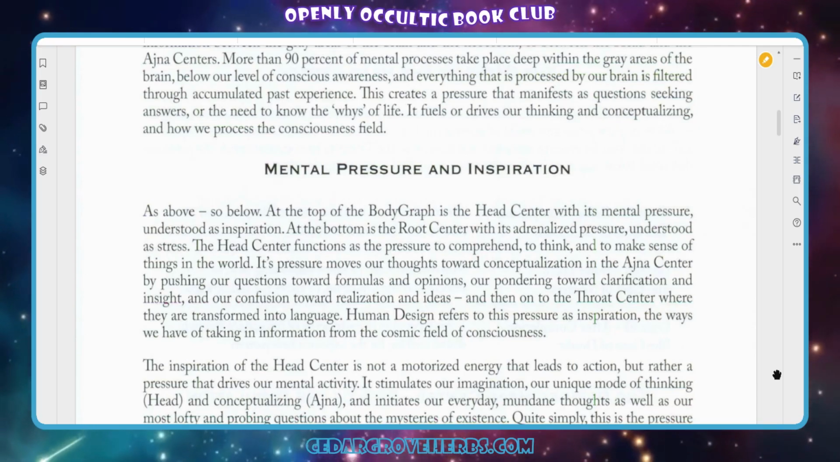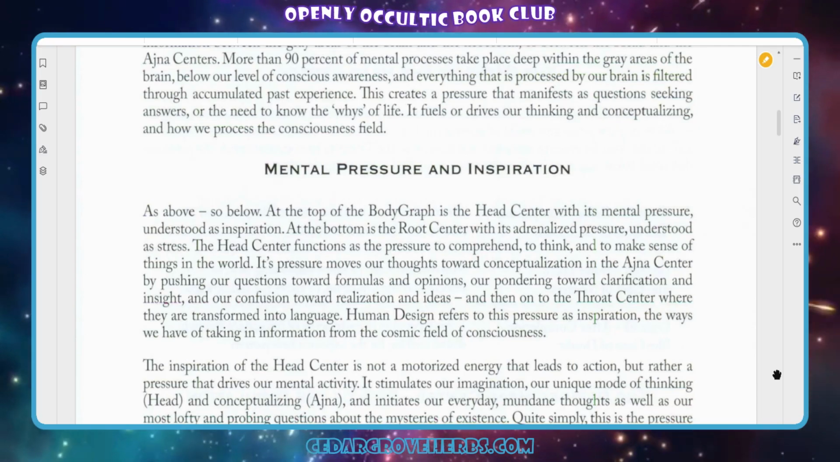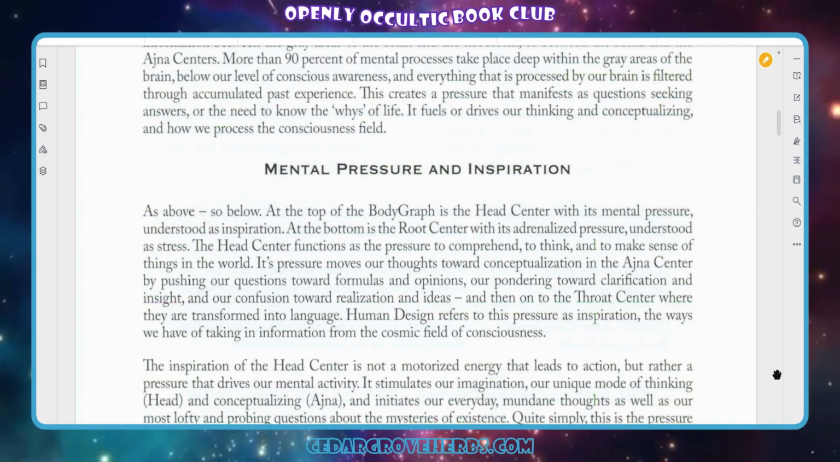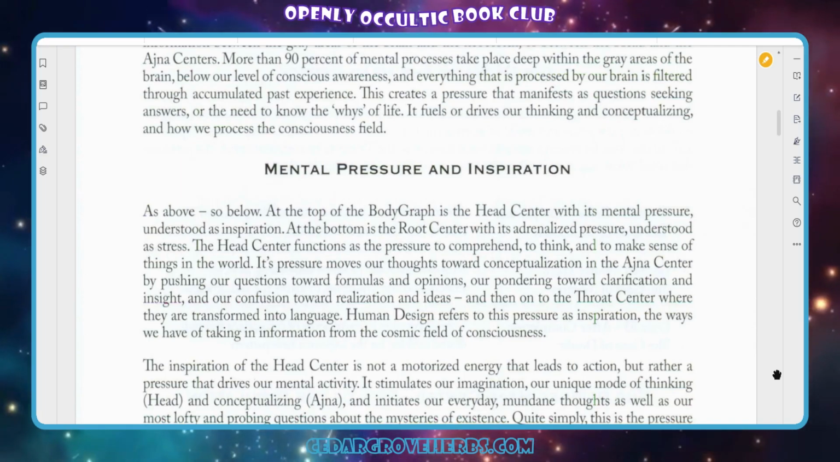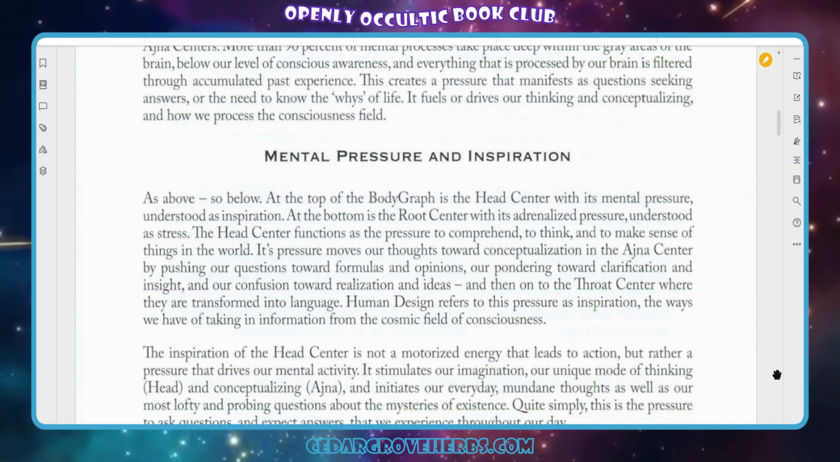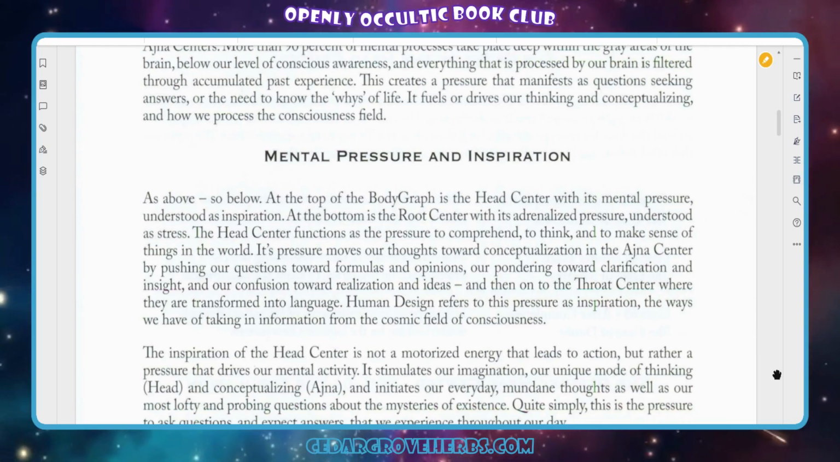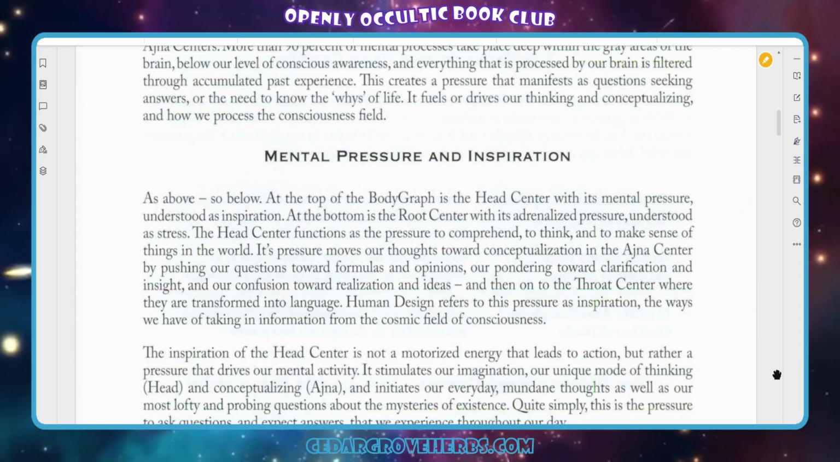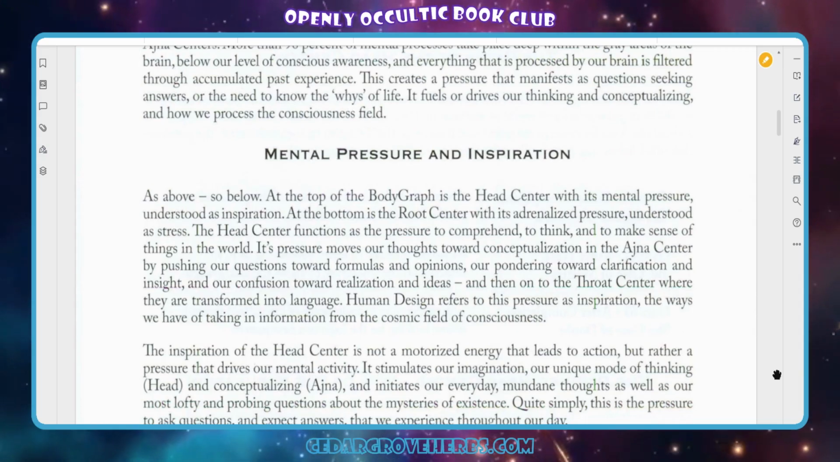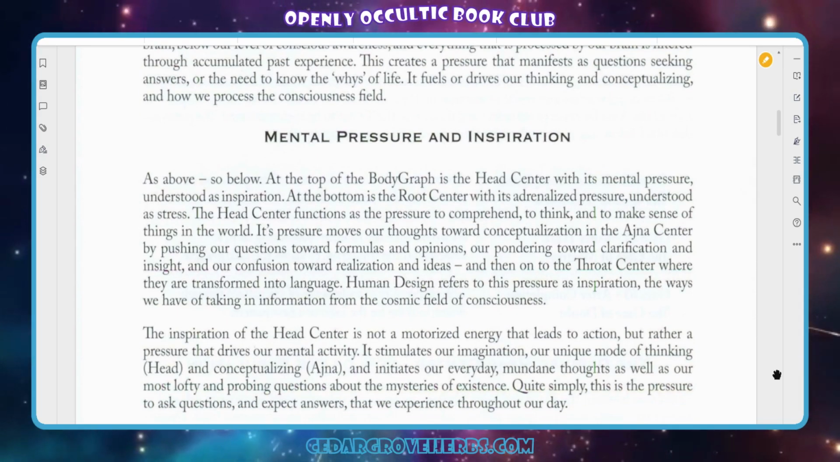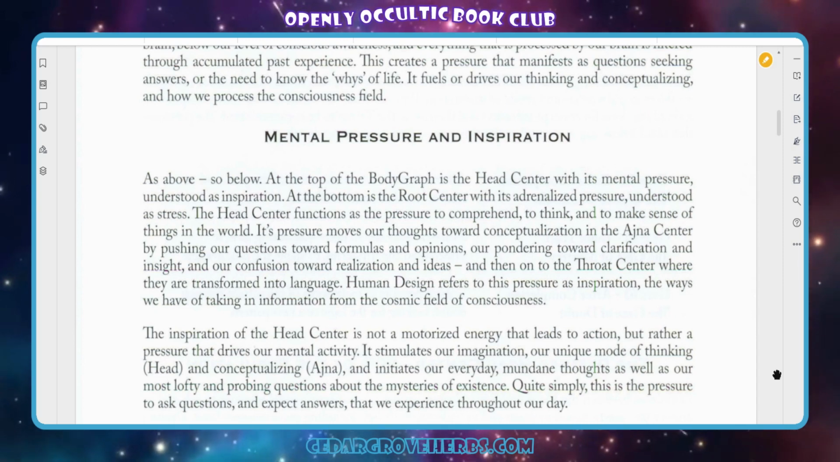Its pressure moves our thoughts towards conceptualization in the ajna center by pushing our questions towards formulas and opinions, our pondering towards clarification and insight, and our confusion towards realization and ideas, and then on to the throat center where they are transformed into language.